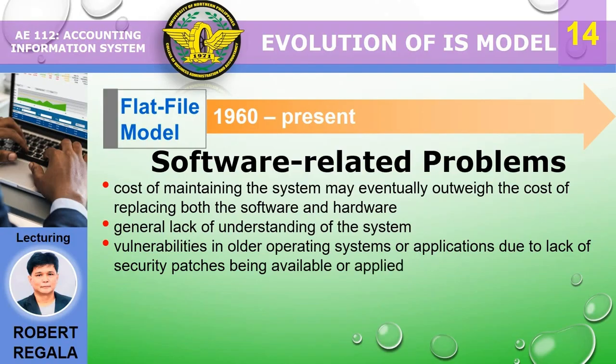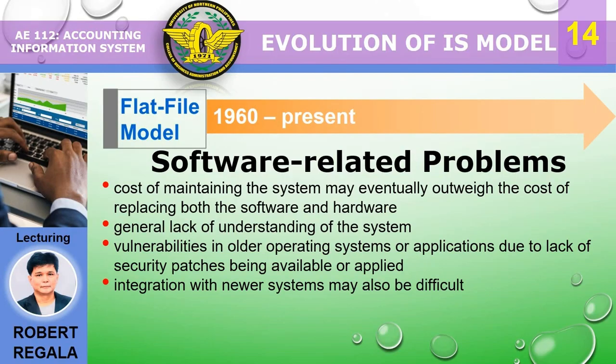3. Legacy systems may have vulnerabilities in older operating systems or applications due to lack of security patches being available or applied. There can also be production configurations that cause security problems. These issues can put the legacy system at risk of being compromised by attackers or knowledgeable insiders.